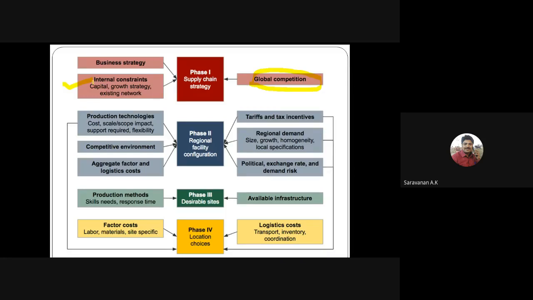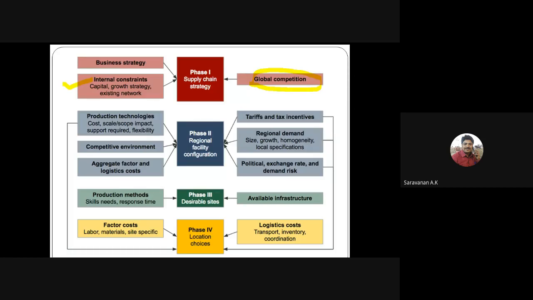Based on the competitive strategy of the firm, it results in the supply chain strategy. So from an analysis of the competition, the economies of scale or scope, and the constraints, the manager must determine the broad supply chain network of the particular firm. So this is the first phase, supply chain strategy. Is it clear? Anyone? Yes.